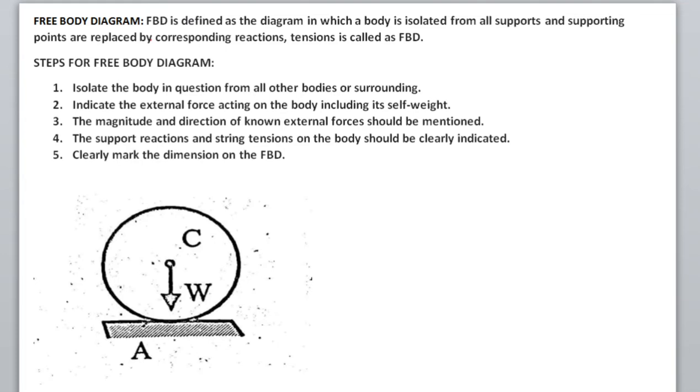So we need to follow a few steps in order to draw free body diagram. Let us briefly discuss those. You need to isolate the body which is in the question from all other bodies and surroundings. Indicate the external forces acting on the body including its self weight. The magnitude and direction of the known external forces should be mentioned in the free body diagram. The support reactions and string tensions on the body should be clearly indicated along with the direction.